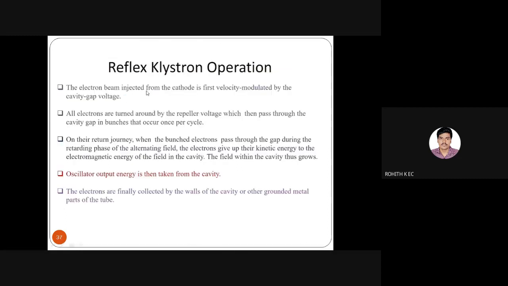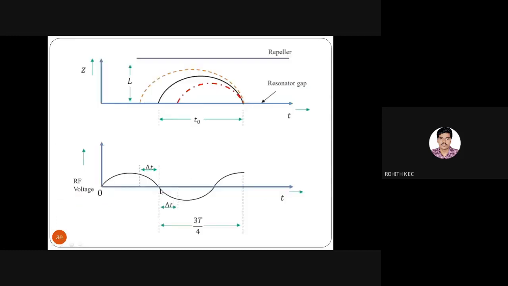So as I've told you, the electron beam is injected from the cathode by doing velocity modulation with reference to the cavity gap voltage, and then all the electrons are turned around by the repeller voltage because that is given with negative potential, and on their return journey the bunched electrons pass through the gap during the retardation phase of the alternating field. The electrons give up their kinetic energy to the electromagnetic energy of the field in the cavity, and then this grows and that leads to oscillator output. Okay, so this diagram again illustrates the same thing that I just spoke about.